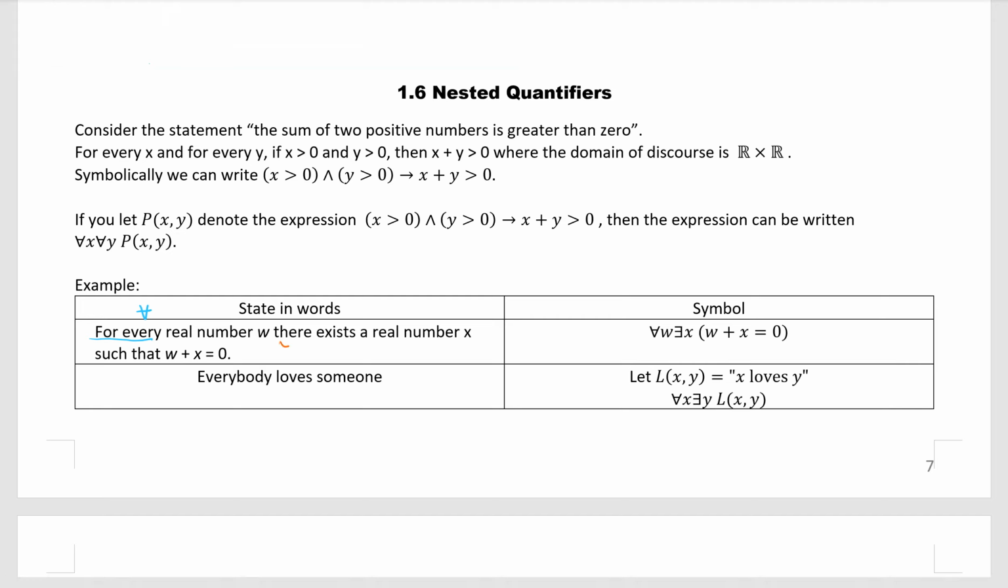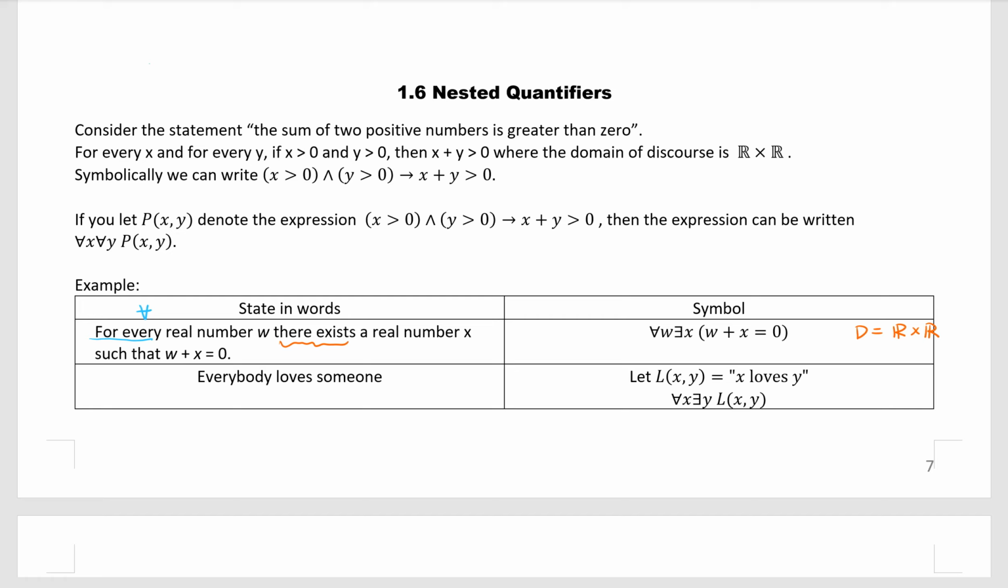There exists. So there exists is like an E, right? Flip the E over to the left. And there exists a real number x such that w plus x equals 0. Because w and x are real numbers, we know the domain of discourse is the Cartesian product with R. And next, everybody loves someone.